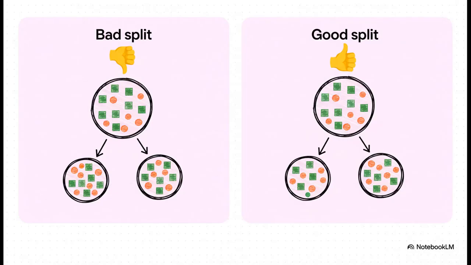And take a look at this, because it shows the idea perfectly. Over on the left, you've got a bad split. See how the two new groups are still just a messy mix of orange and green? We haven't really learned anything new here. There's no clarity. But now, look over at the good split on the right. See that? It's done a fantastic job of separating most of the green squares into one group and the orange circles into the other. That split actually taught us something. That's what we call progress.